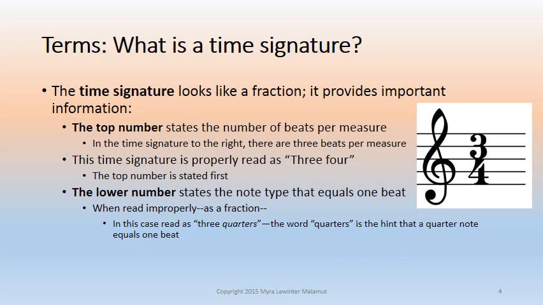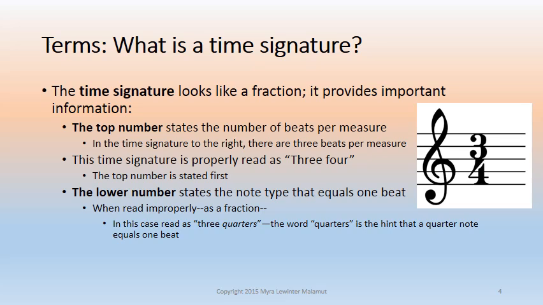Another term, time signature. What is a time signature? A time signature looks like a fraction. It provides important information. Take a look at this time signature. The top number states the number of beats per measure. In the time signature to the right, there are 3 beats in each measure of the song. So this time signature is properly read as 3/4. The top number is stated first.